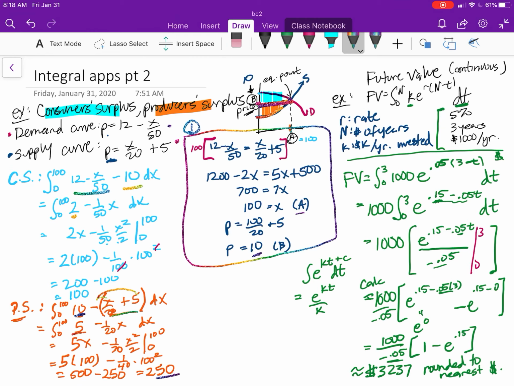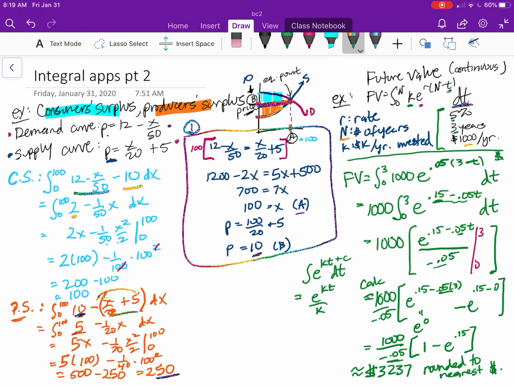But let's move on to the next example, a future value question. And this is of continuous compounding interest, so it's a special formula. We have this e here. The future value is just how much this investment is worth after these terms happen. So in the example, we'll have a 5% rate for 3 years, and they're investing $1,000 per year. R is the rate, capital N is the number of years, not lowercase t. That stays a variable. Notice we're integrating with respect to t. We don't want to plug a t in because then we'd integrate a constant.